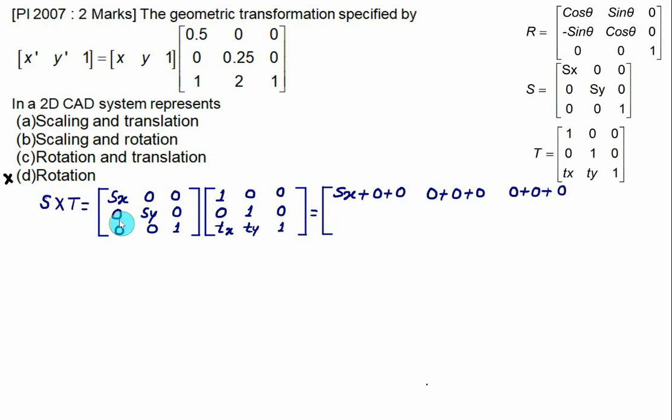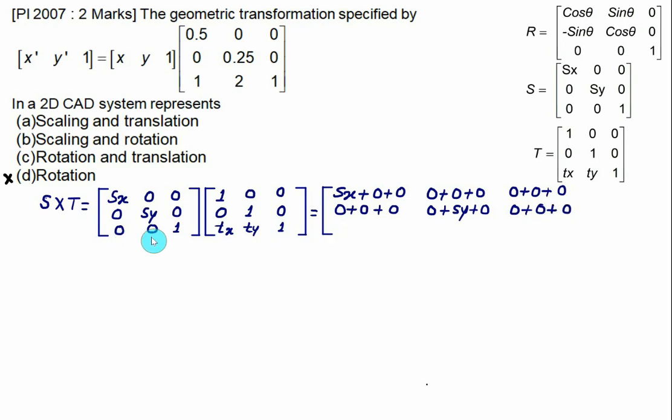Then for the second row and first column: 0 into 1 is 0, sy into 0 is 0, 0 into tx is 0. Second row and second column: 0 into 0 is 0, sy into 1 is plus sy, 0 into ty is 0. Second row and third column: 0 into 0 is 0, sy into 0 is 0, 0 into 1 is 0.